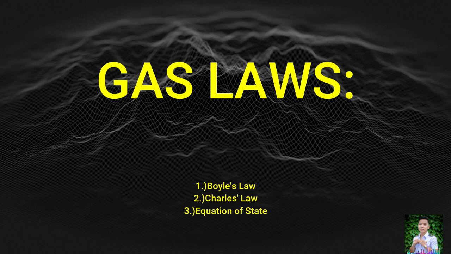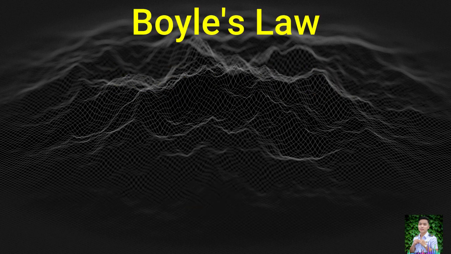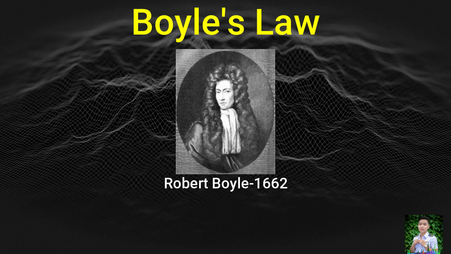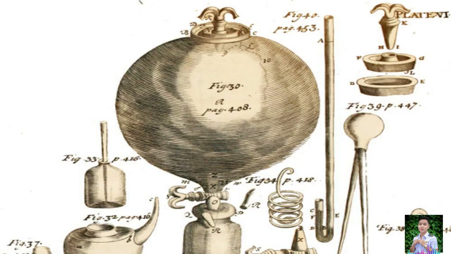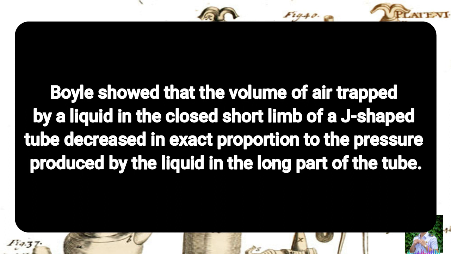The first one is Boyle's law. Just a little bit of history about this gas law is that the law was named after chemist and physicist Robert Boyle, who published the original law in 1662. Boyle showed that the volume of air trapped by a liquid in the closed short limb of a J-shaped tube decreased in exact proportion to the pressure produced by the liquid in the long part of the tube.